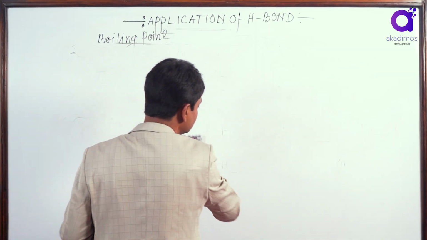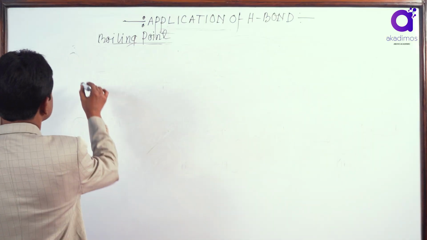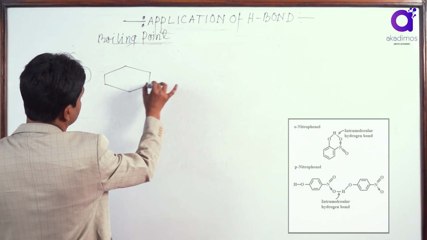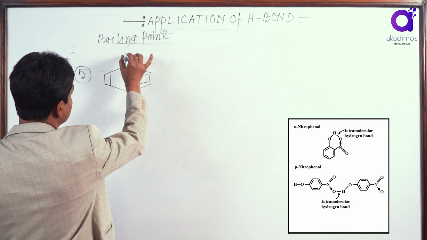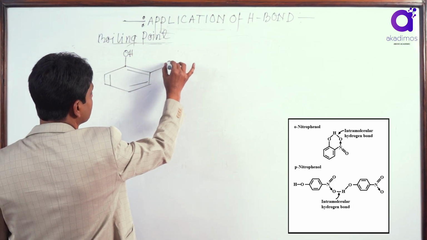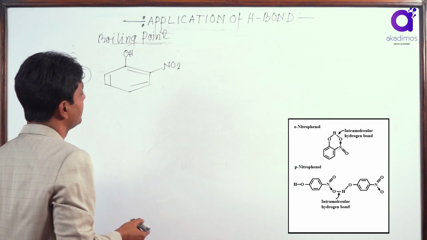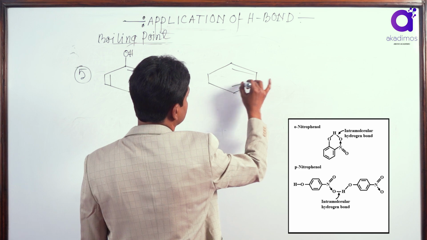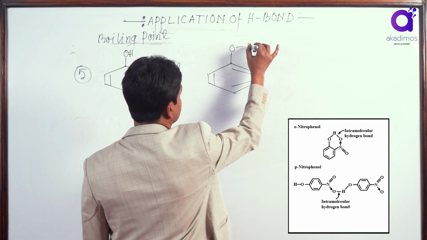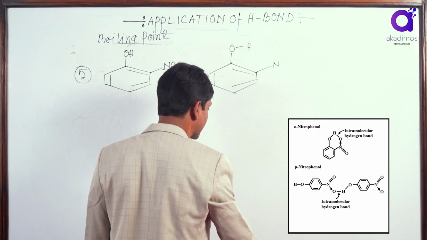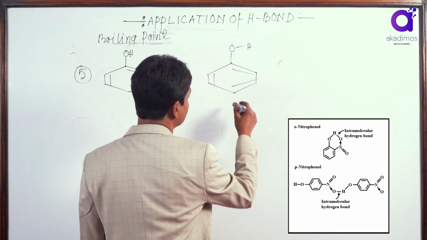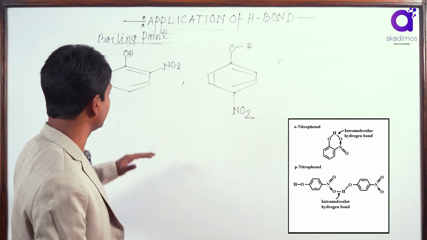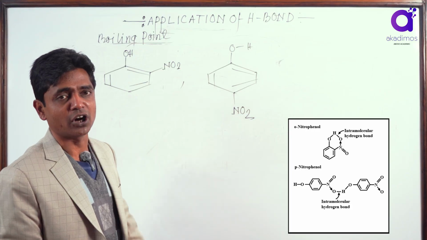Now the fifth example, organic molecules. Take ortho-nitrophenol: ortho means 1-2 position, put a nitro group, ortho-nitrophenol. And take para-nitrophenol. This is para-nitrophenol. What position is para? I think organically they are the same, parallelly both put a nitro group.